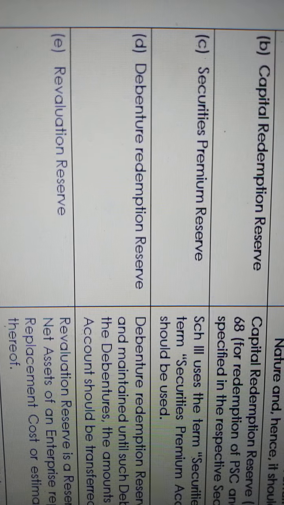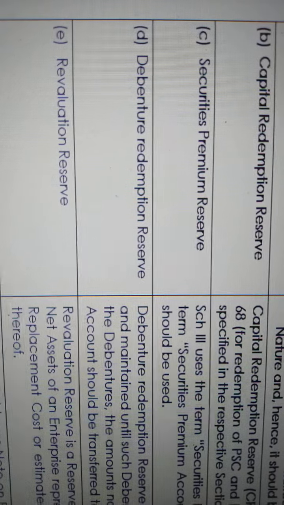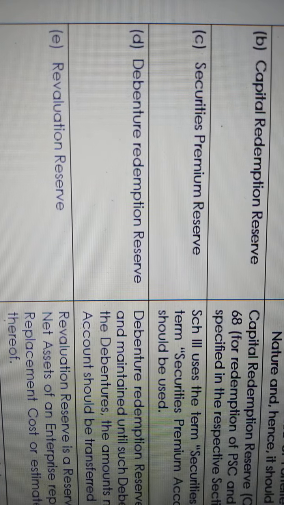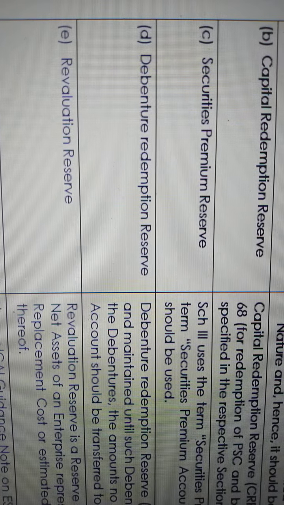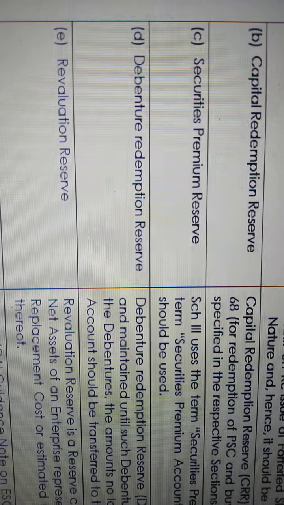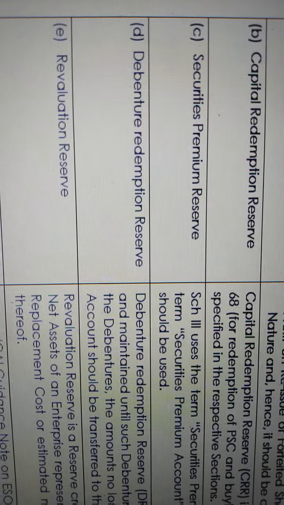For that I have to give effect on the liability side also. For that I have to create one reserve called revaluation reserve. That is actually a book reserve. That is also a non-cash reserve. Just for book adjustment purpose we created it.